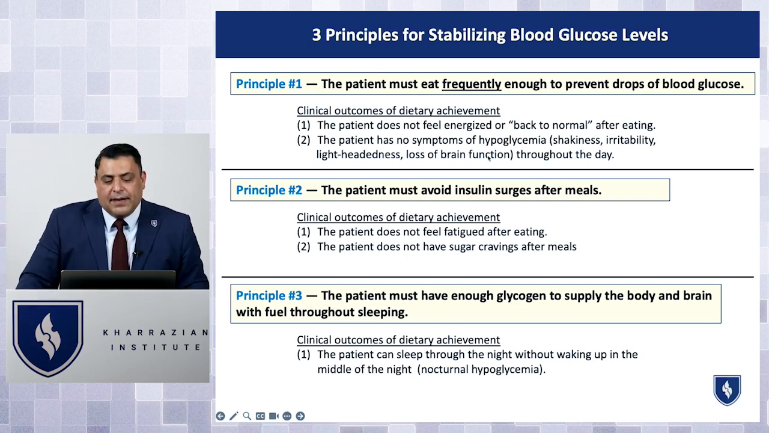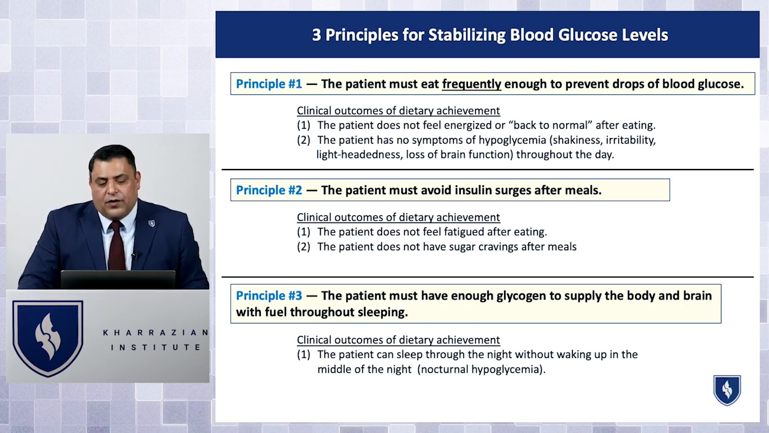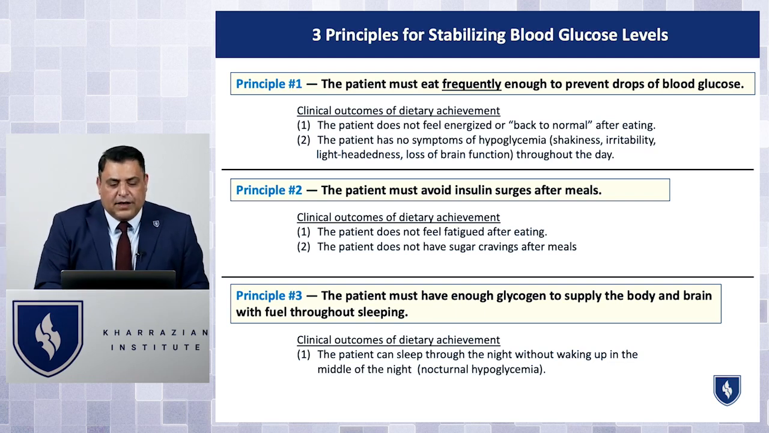If they feel like their energy is coming back, that means they've gone too long for their physiology to go without food. So they have to eat frequently enough to not feel like their energy is coming back. They just feel like they're not hungry anymore. And then they also need to make sure that their blood sugar levels aren't dropping. So if they get any symptoms of shakiness, irritability, lightheadedness, that's a sign that the blood sugar levels are dropping.